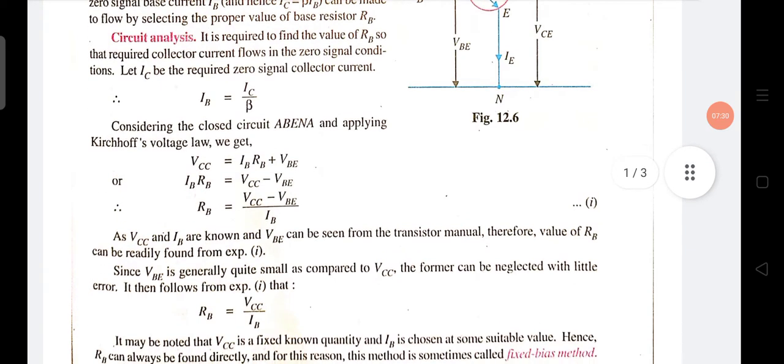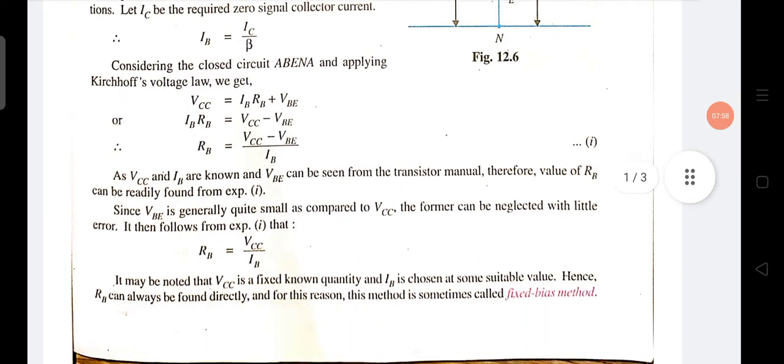Since VBE is generally quite small as compared to VCC, the former can be neglected. This VBE can be neglected, so this expression becomes RB equals VCC by IB, because VBE is very negligible in comparison with VCC. So we can ignore VBE.